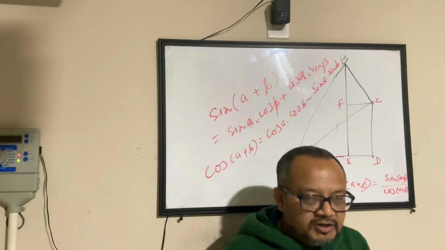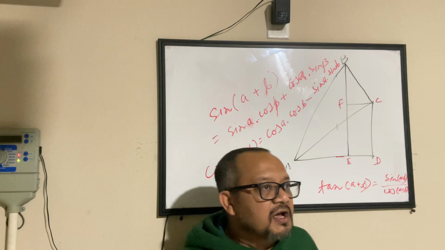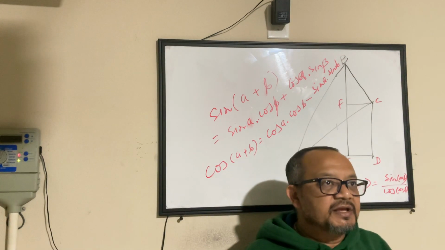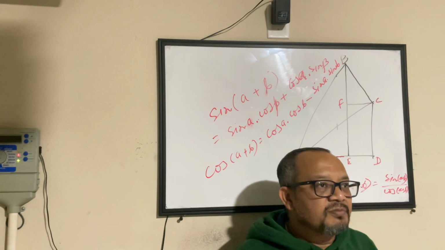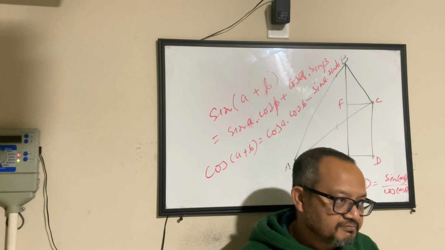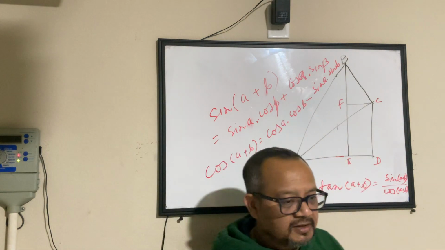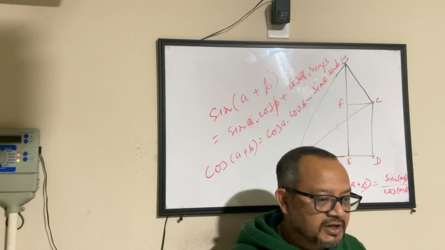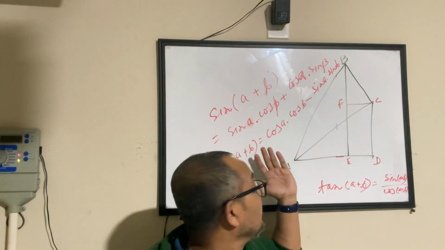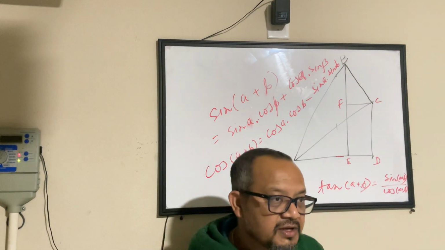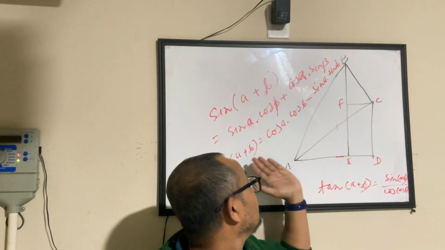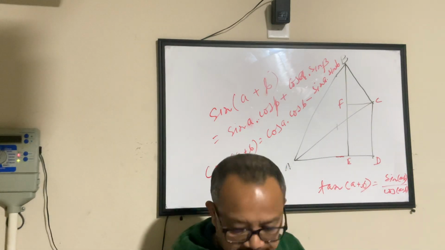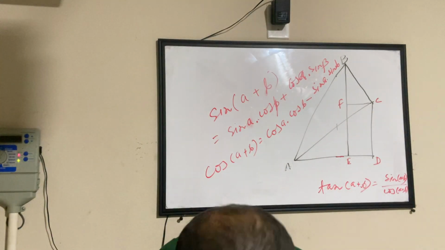Yes, sir. So in very simple terms, if I have two angles A and B, what will be sine of A plus B? And there is a formula for that. How that formula comes into light, we'll find it out. Similarly, if you have two angles A and B, how do you find out cos of A plus B? So that's what we are trying to do today.